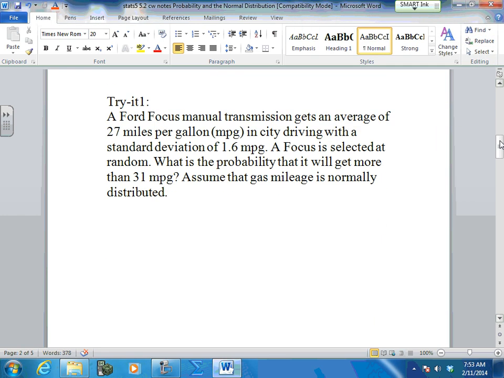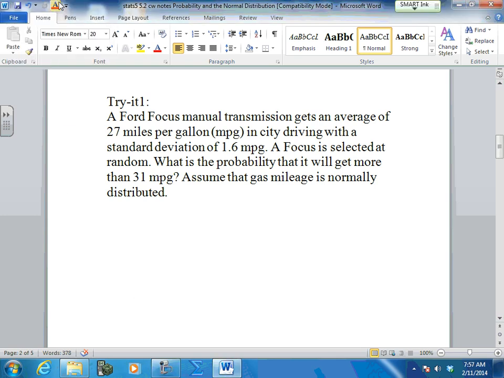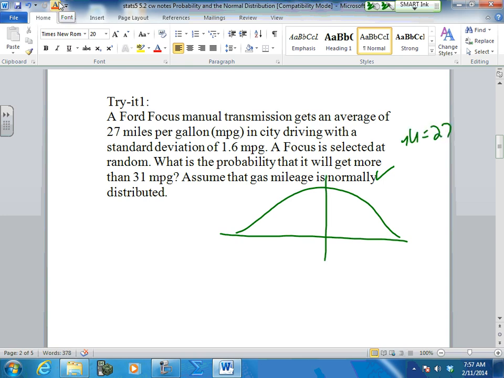Okay, so you guys are going to try this. I want to see a sketch. I want to see your mean. I want to see your standard deviation out there. All right. So let's take a look at this. You have a normal curve. It is normally distributed. It told us that, right? So let's put the mean here. What's the mean? 27. What's the standard deviation?